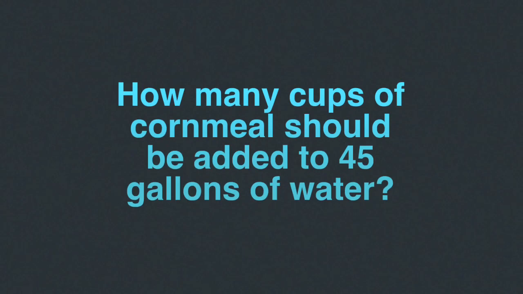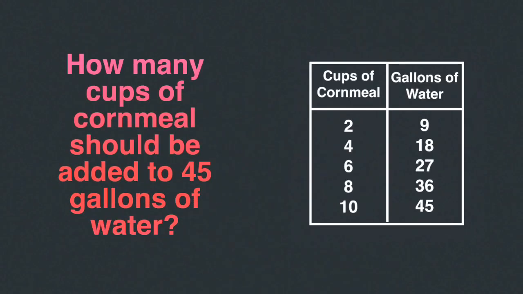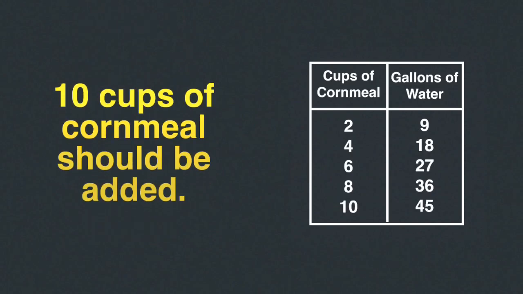So, if we are asked how many cups of cornmeal should be added to 45 gallons of water, we just look at our table. You tell me, how many cups of cornmeal do we need if we have 45 gallons of water? Yeah, look down at the bottom. There's our 45 gallons of water. How many cups do we need of cornmeal? Look across to the left. We need 10 cups of cornmeal.